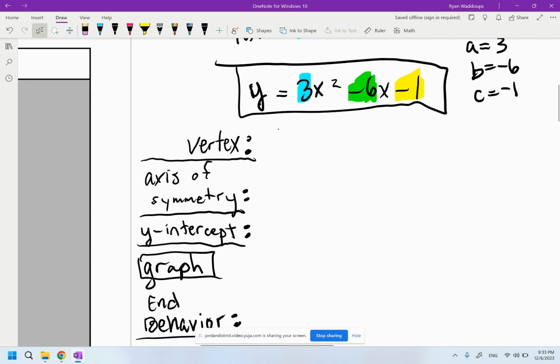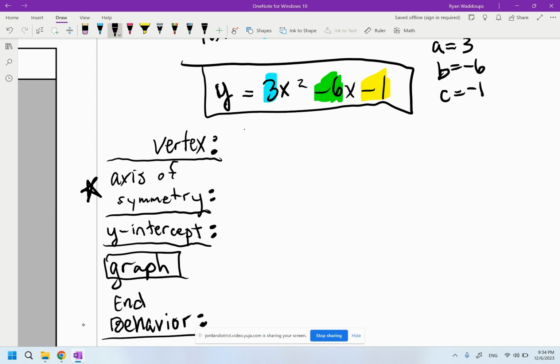And although it asks for the vertex first, we're going to use the axis of symmetry first to find the first part of that vertex. So we're going to do this one first. And something to keep in mind about the axis of symmetry is we have a formula for that. When we have standard form, we can go to x equals negative b over 2a. I like to put it in musical terms and say it like this to help you remember. Negative b over 2a. Okay.